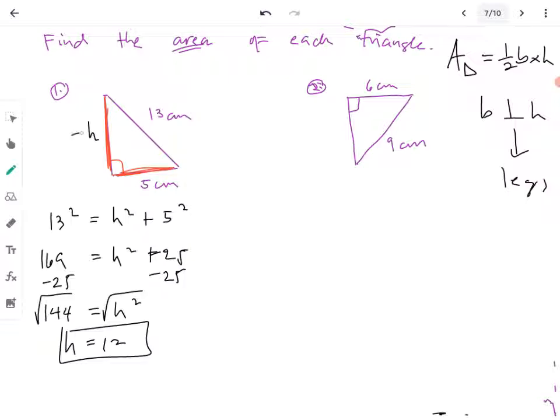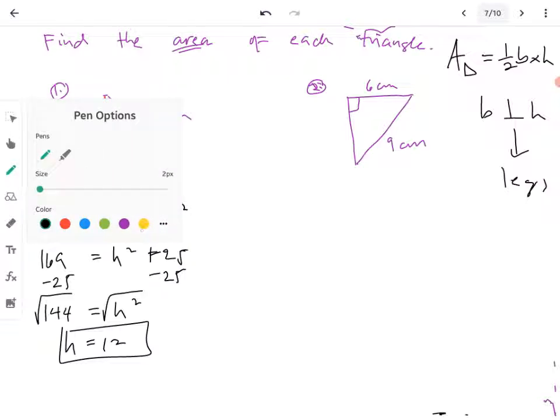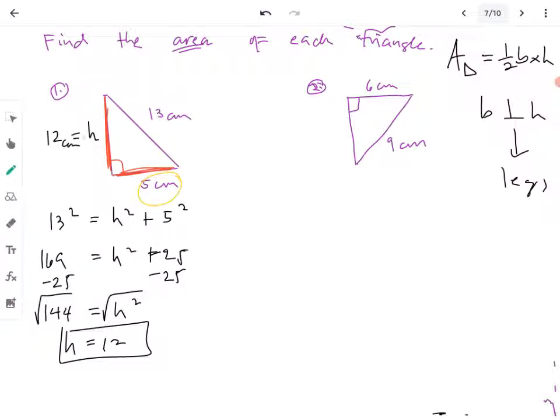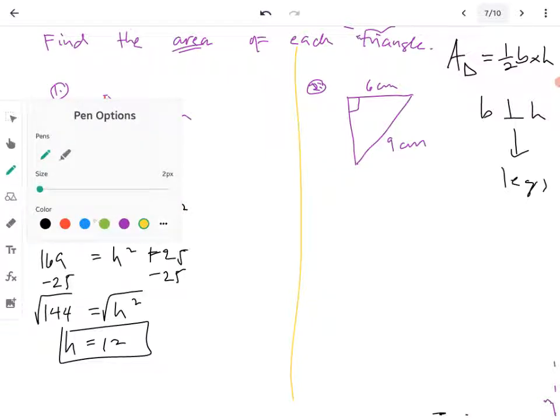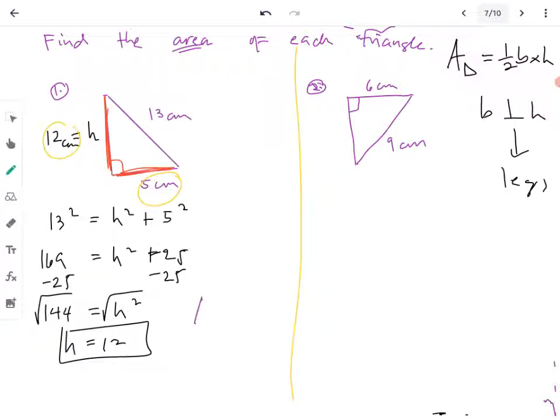Now we know that this one is actually 12 cm. So we can use this to find that our base will be 5 cm, our height will be 12 cm. So we can use that to find the area of the triangle.